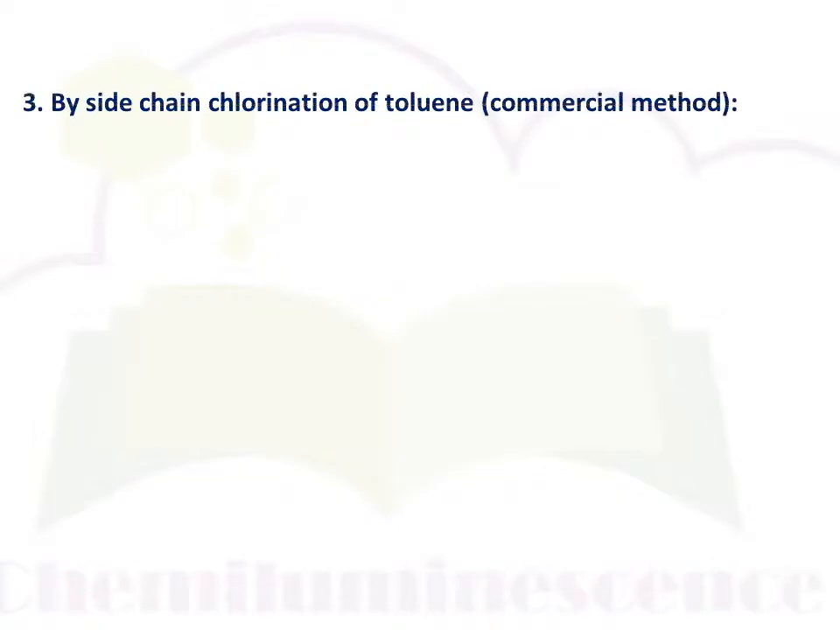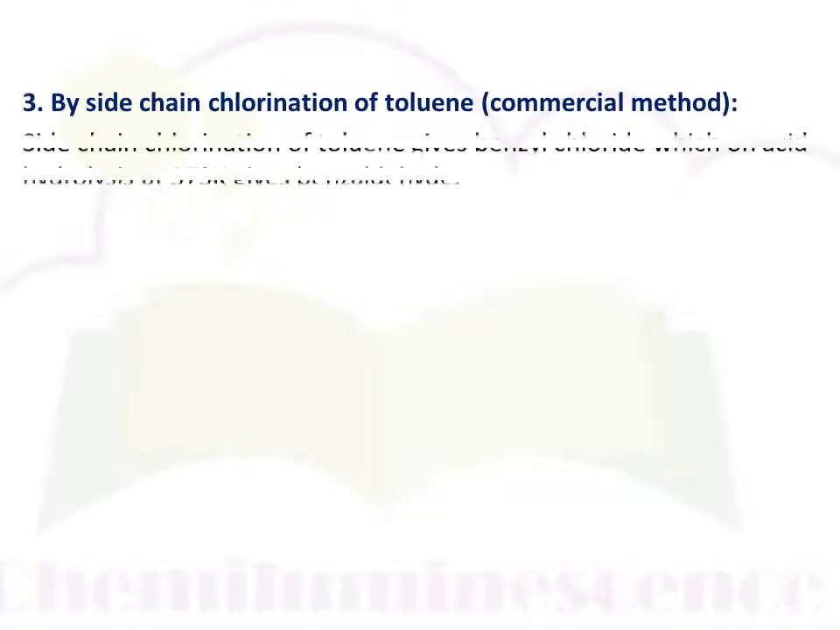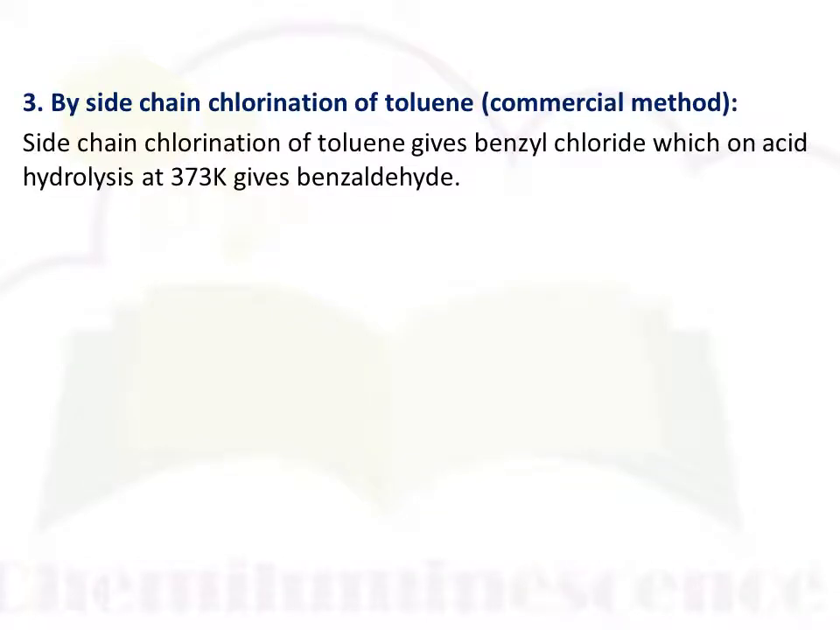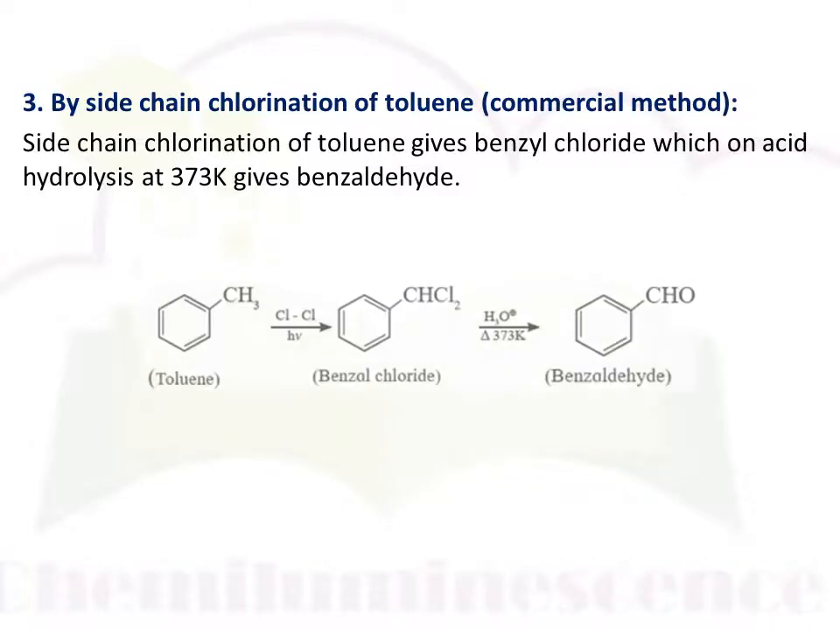Next method of preparation of aromatic aldehyde is by side chain chlorination of toluene. This is a commercial method. Chlorination means addition of chlorine, and here also if you observe, toluene, that is the methyl benzene, is used as a reactant. Side chain chlorination of toluene gives benzyl chloride, which on acid hydrolysis at 373 Kelvin gives benzaldehyde.